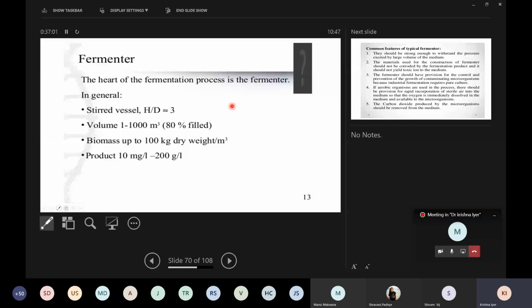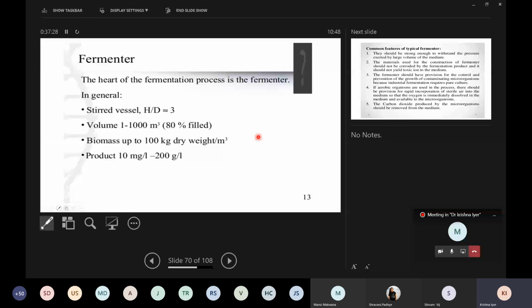In that there will be biomass. When the fermenter is working at highest capacity, you can have as high as 100 kilograms of dry weight of organisms growing per meter cube. Just to give you an idea, cc cube or centimeter cube is what is called a ml, and decimeter cube is what is called a liter. So we are talking meter cube, so it is about 1000 liters, if I remember right.